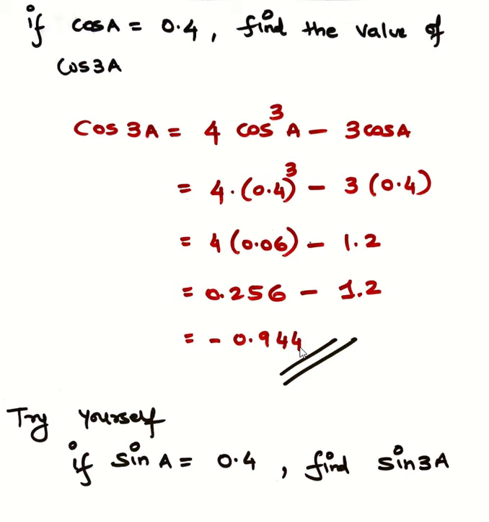So in the next line, it is 4 into 0.4 cube, then minus sign, and 3 into 0.4, and then basic mathematical calculation, and you will get this answer, that is minus 0.944. Now same way, you have to try yourself. For example, if sine A is equal to 0.4, then find the value of sine of 3A. I think you all can try. It is very easy if you know the formula for sine of 3A. So that is all about the first question.